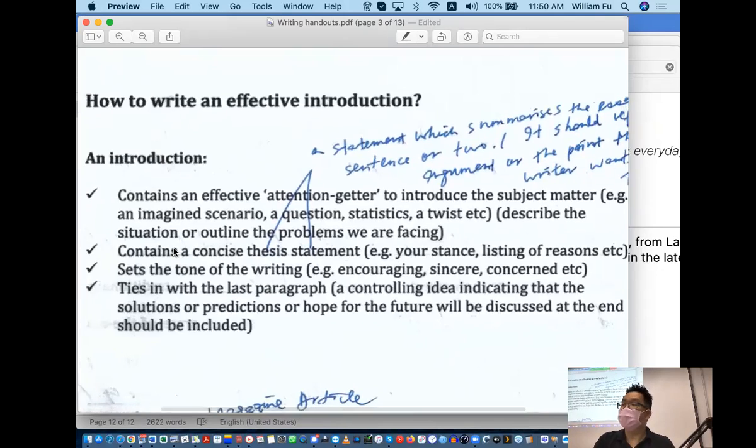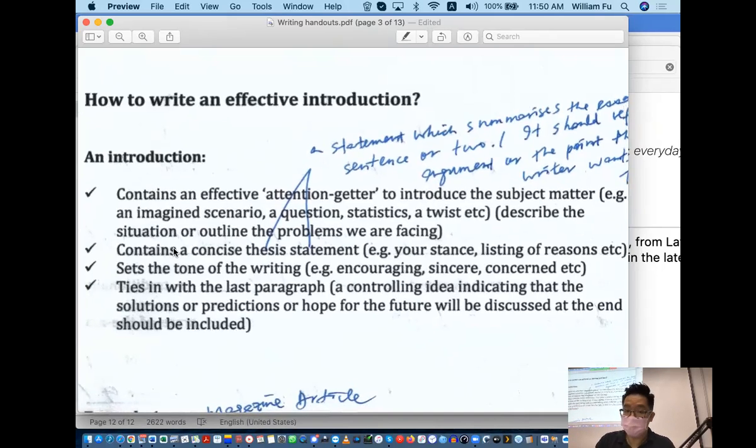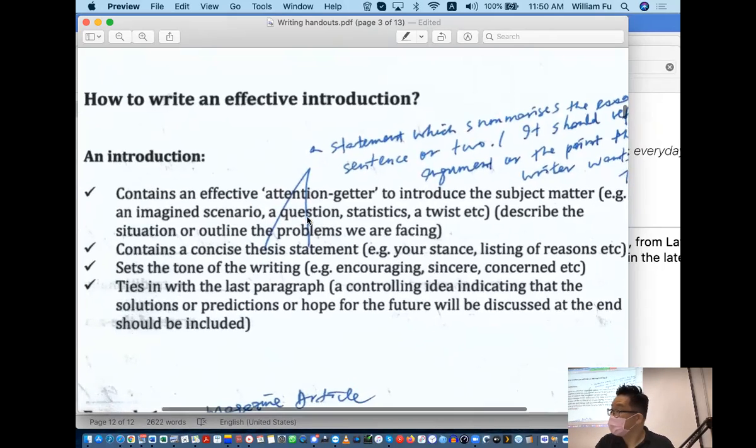Okay, now. The main questions. Okay, see here. A question is one. There are many ways, but the main objective is to attract the readers. Or intrigue. You know the meaning of intrigue? Intrigue the readers. And you need to contain a concise thesis statement.